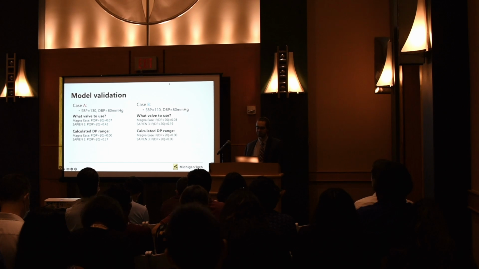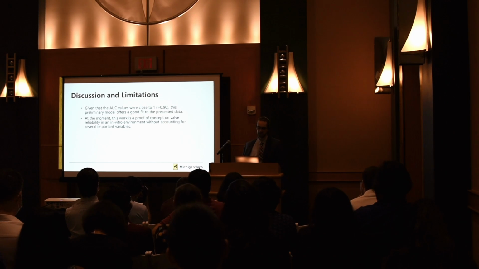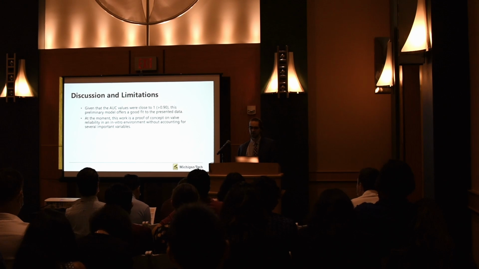So if we compare that to what was shown in the model, we see 3% for the Magna versus 0%, fairly close. There's a little bit of discrepancy there between the Sapien 3 values, but we can improve the model just by adding more data points in the future. And then finally, going back to the AUC, we saw that we had values greater than 90% for both valves. So that pretty much showed us that this preliminary model offers a good fit to our presented data.